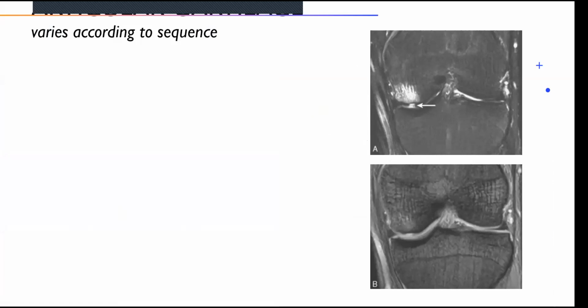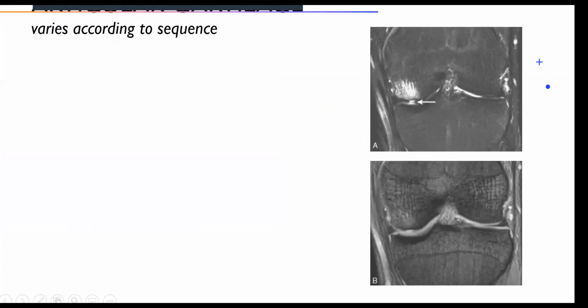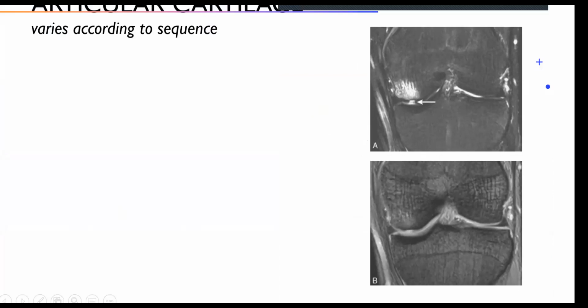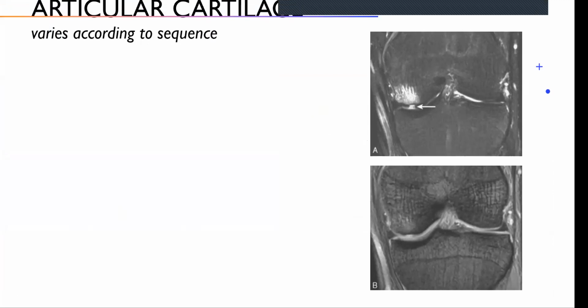So it varies according to the articular cartilage. Sorry, this is not obvious here with you. Okay, I have to make this one good. Technical issues.